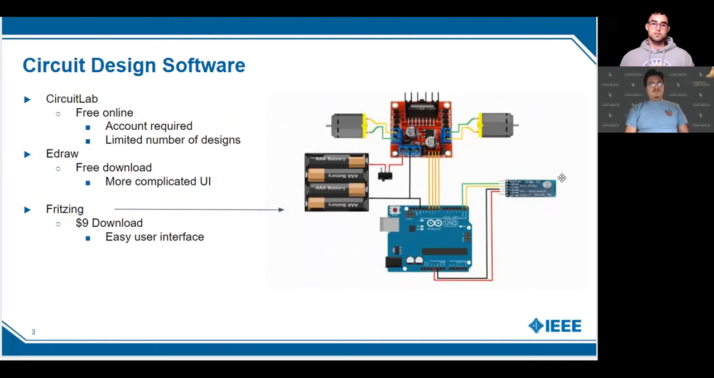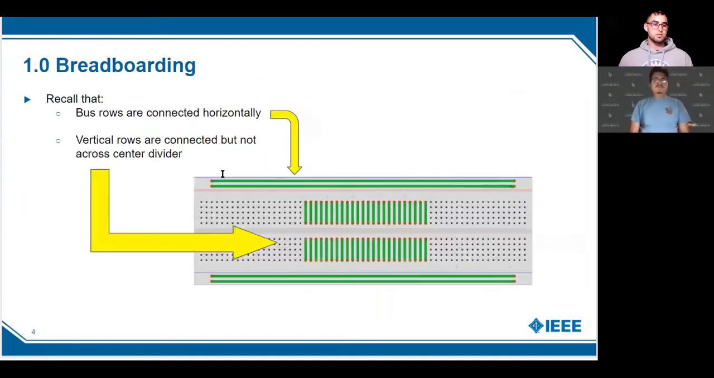But this picture of this circuit diagram that we have right here was made in Fritzing, and it's very user-friendly. And I like this breadboard view where you can see the actual images of the components you're working with, instead of the circuit diagram component, which is a little bit easier to see.